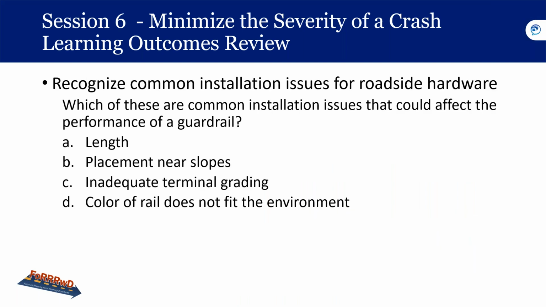And here's another question. Which of these are common installation issues that could affect the performance of a guardrail? Kevin typed in ABC. ABC is correct. Kevin, you're the big winner today. So length, placement near slopes, inadequate terminal grading. The color of the rail may be an issue in some areas like national parks, but it would not affect the performance.